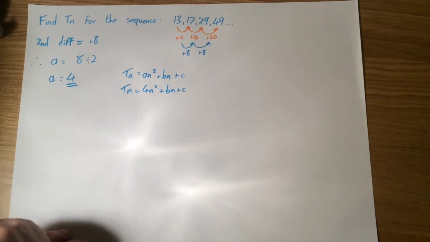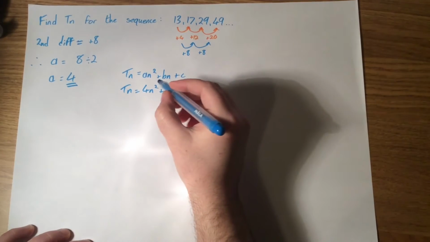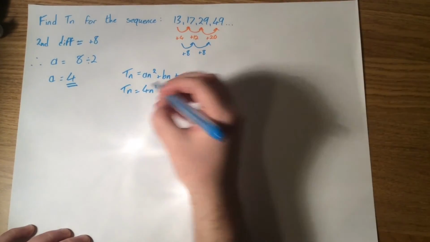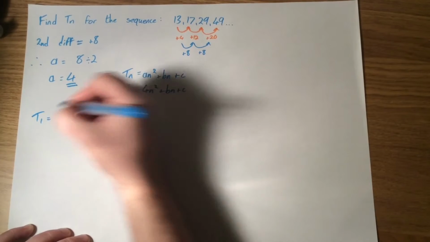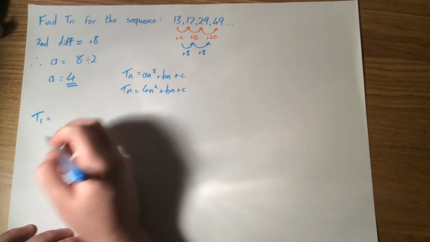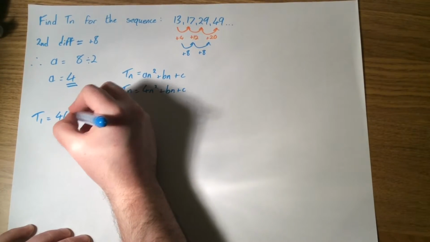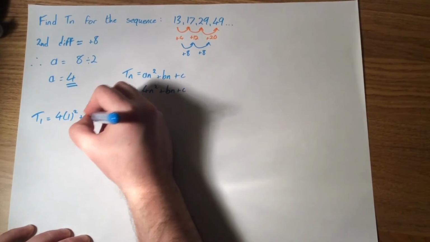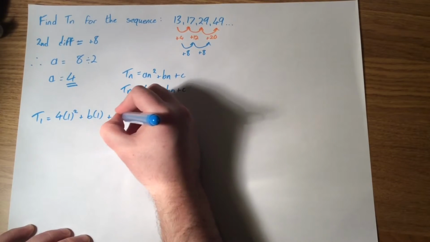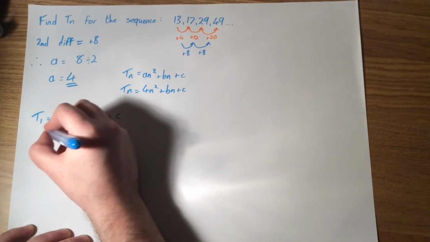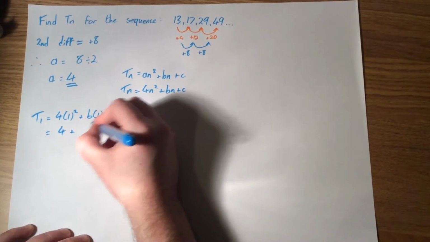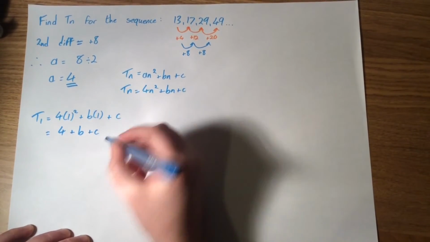So it's important then, we are now going to sub this in. We're going to need to make 2 equations here. So let's find the equation for T of 1, where n is equal to 1. That's going to be 4 times 1 squared, because n is 1 and I know this 4 is here, plus b times 1 plus c. Let's see what I get. I get 1 squared, which is 1, times 4, which is 4, plus b times 1, which is b, plus c.